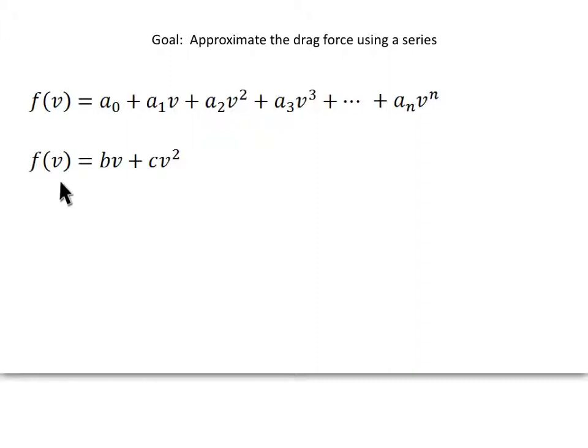Here I've rewritten f of v using this information, and I've also replaced the constants a1 and a2 with the more commonly used constants b and c. If we plug this back into our original equation for the drag force, we get that the drag force is equal to negative bv times v hat minus cv squared times v hat. We are now ready to use this approximation in our expressions for Newton's laws to solve for the equation of motion of an object. We will be doing this in class over the next 2 weeks.